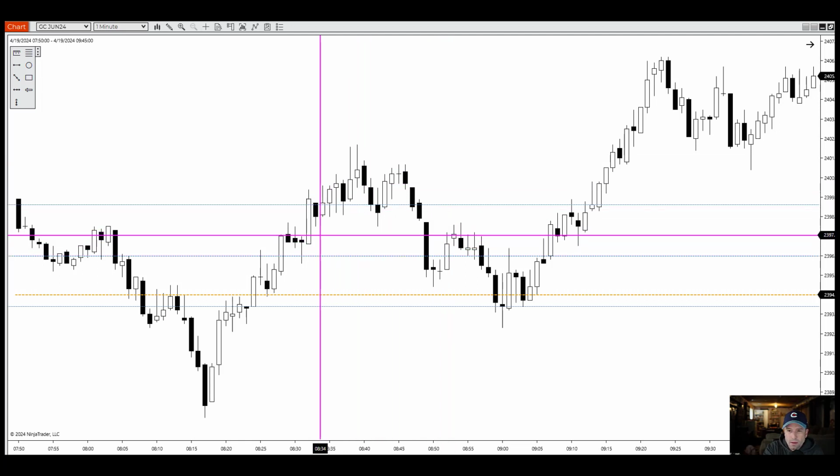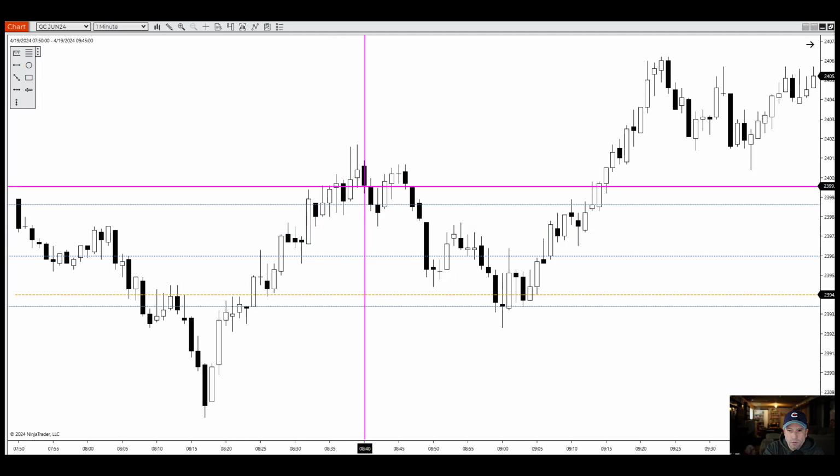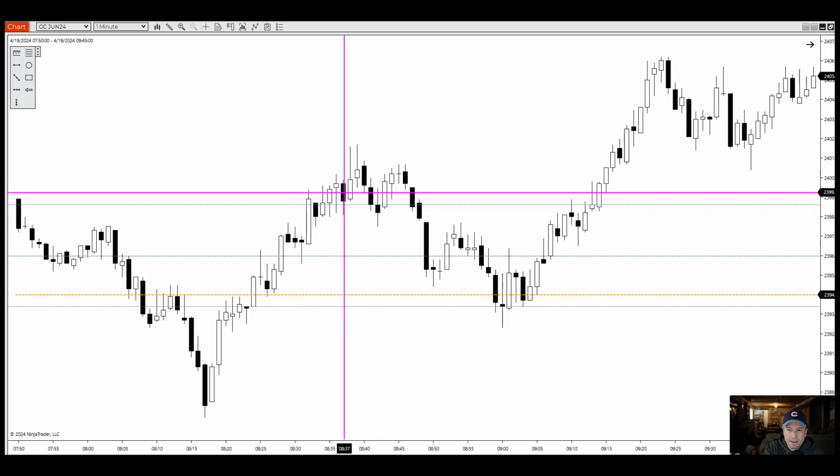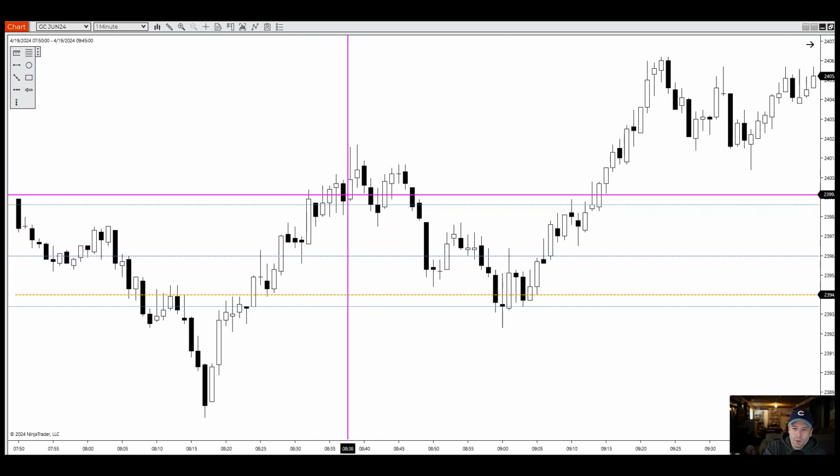I think I did take this one, if I remember right. I think I took this entry, and I did end up getting out. I moved my stop up because it didn't look like it was going anywhere, so I got out with a little bit of profit there.